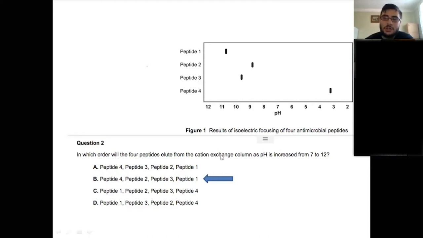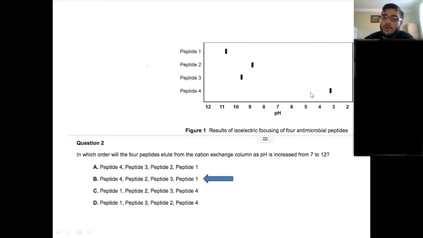In a cation exchange, it goes by charge. And the same with isoelectric, it goes by charge. So without even looking at anything, it goes either from peptide 4, peptide 2, peptide 3, peptide 1, from right to left, or from left to right: 1, 3, 2, 4. So if you really didn't know anything, you could make a guess between these two. At least that gives you a 50-50 chance.